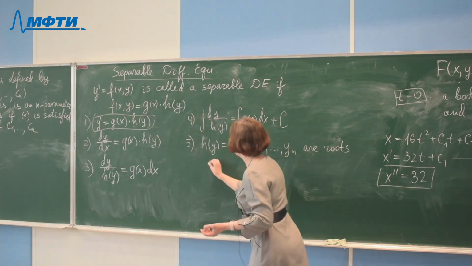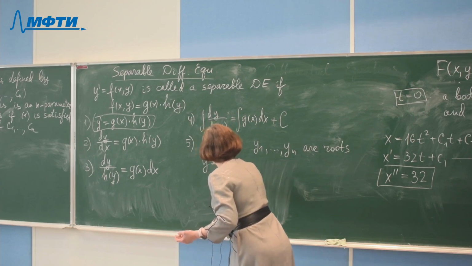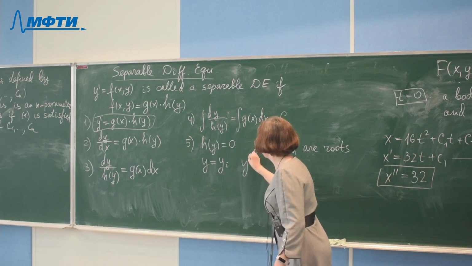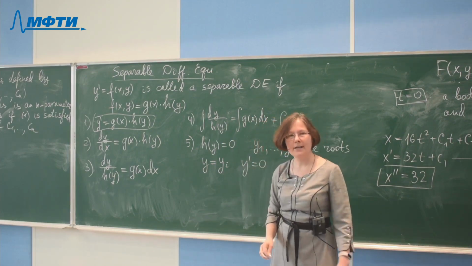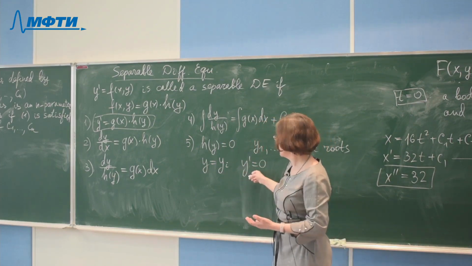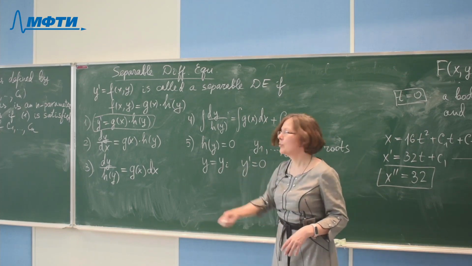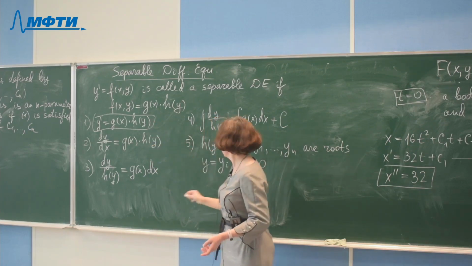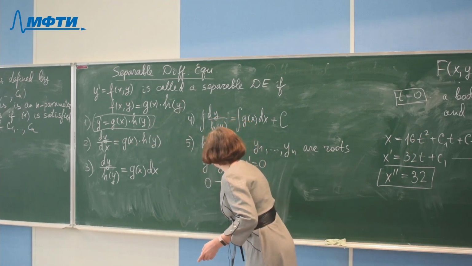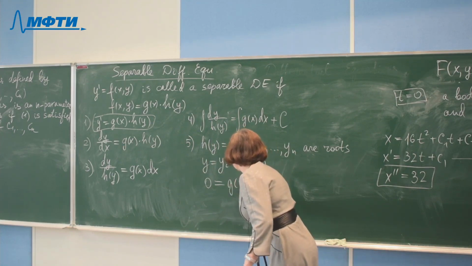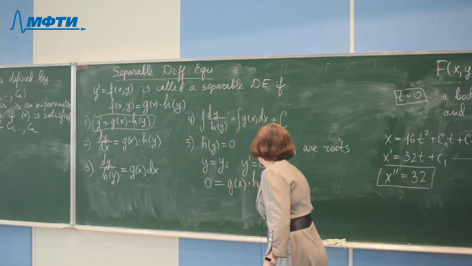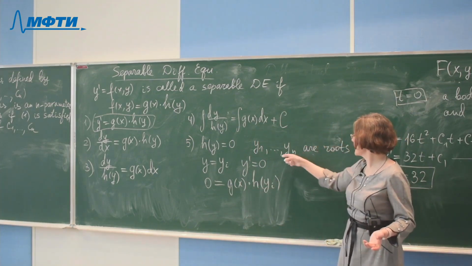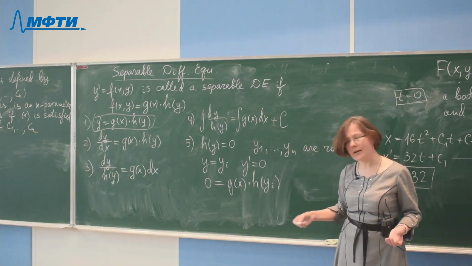If we consider, for example, y equals yi, this is a constant. If we differentiate it, we will get 0. Now, to check whether this is a solution, we should substitute into the original equation. So we have y prime is 0 equals g of x times h of yi. But what is h of yi? It is 0 because these are roots, right? So it is 0.